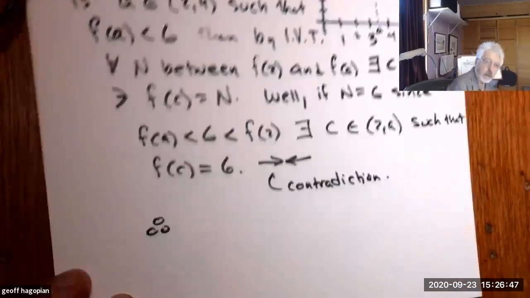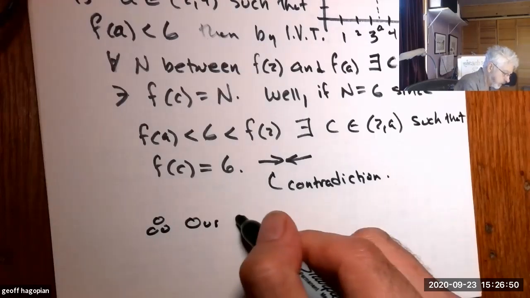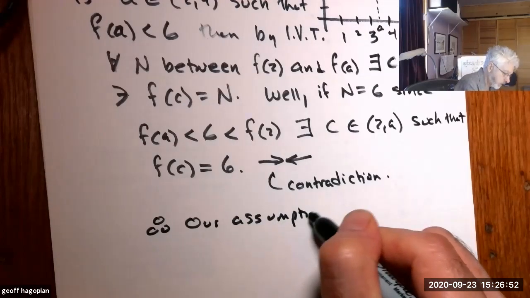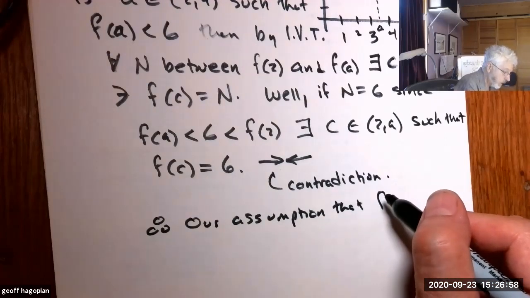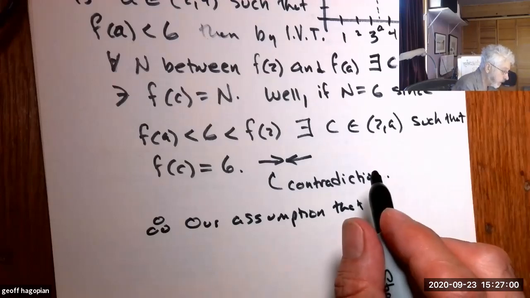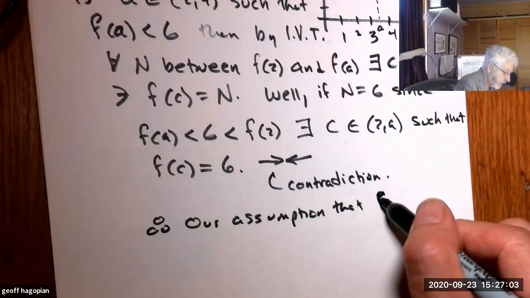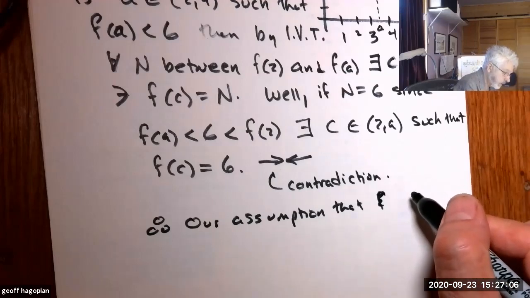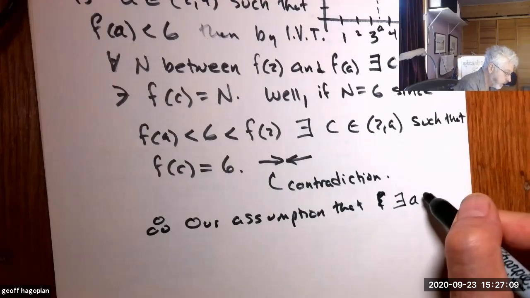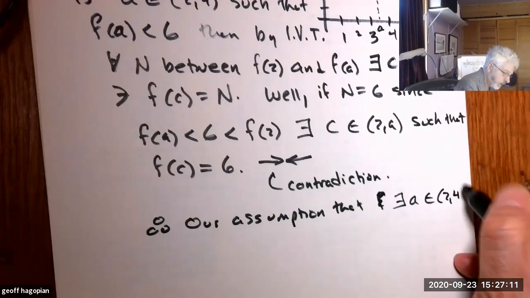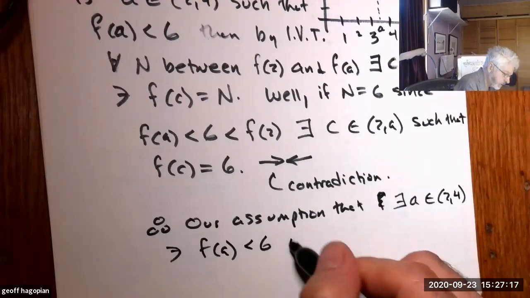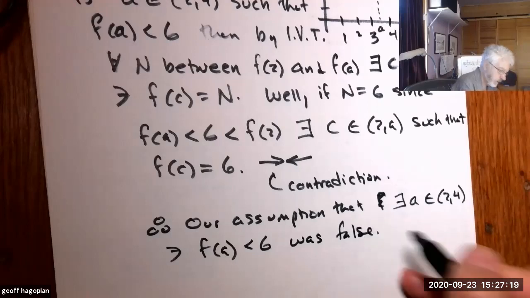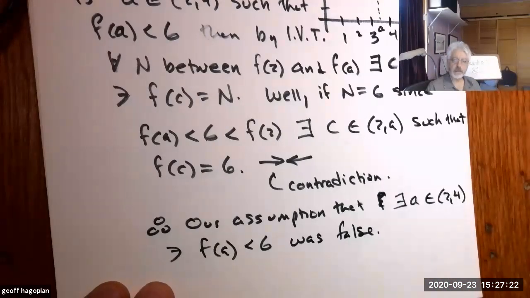Therefore, our assumption that there is a in (2, 4) such that f of a is less than 6 was false. Okay, so that's my explanation and I'm sticking to it. Any questions about that?